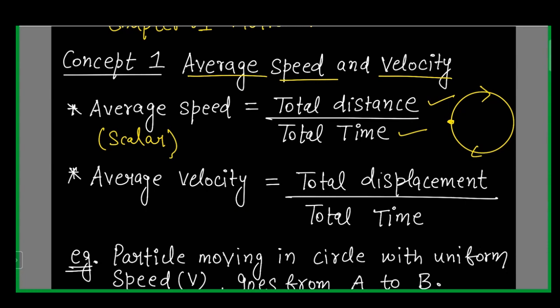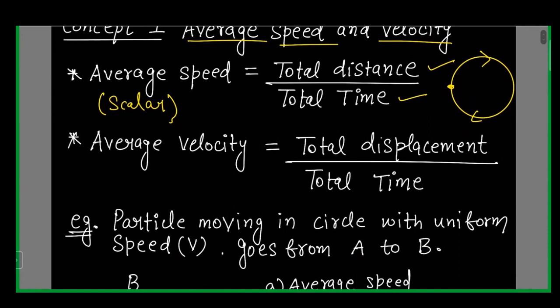And average velocity is total displacement upon total time. So what is displacement? Displacement means how much your object has been displaced. So let's say you start from here and complete a circle and come back here. It means your particle has not been displaced at all. It is at the same position from where it started. So the displacement of the particle is zero. But let's say you start from here and go here, then what is the displacement? This is your displacement, and this is equal to 2 times the radius.